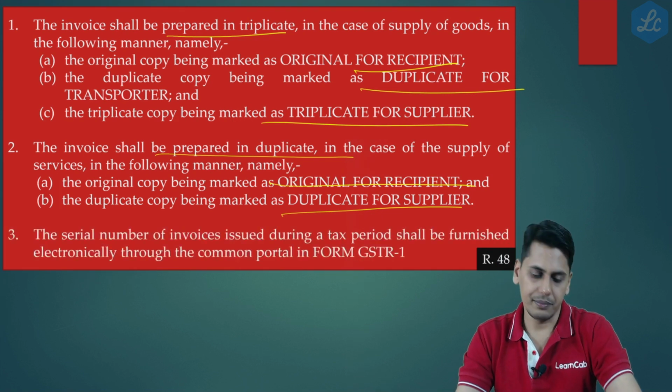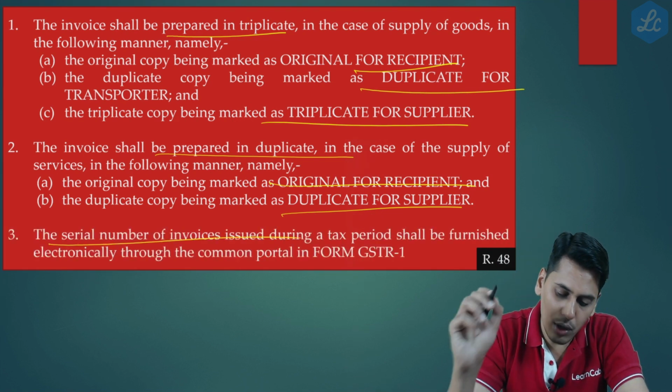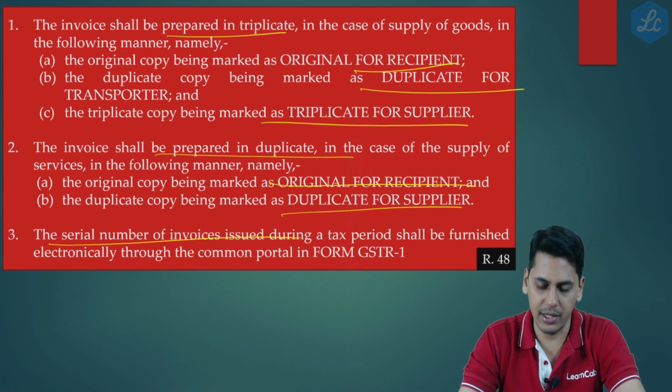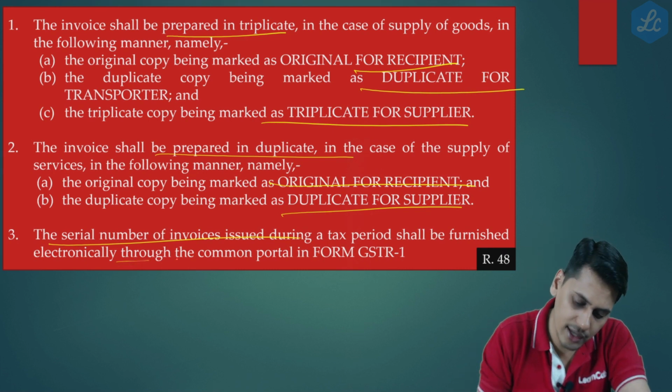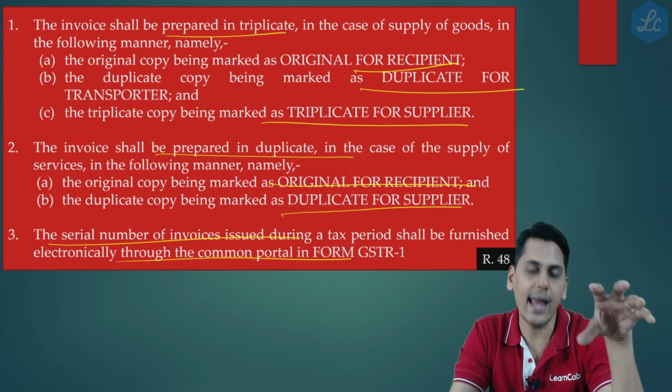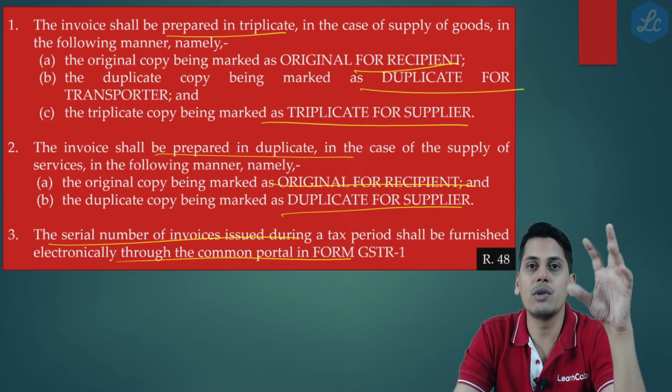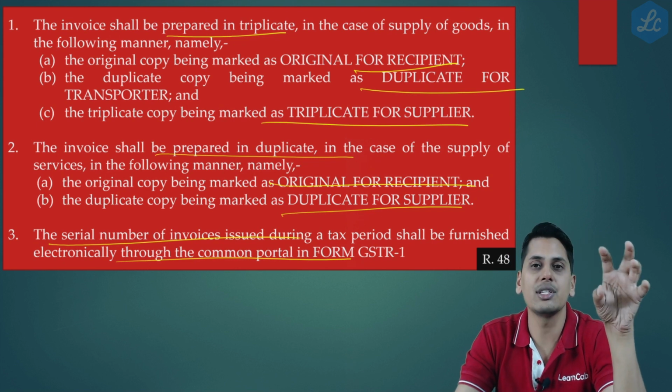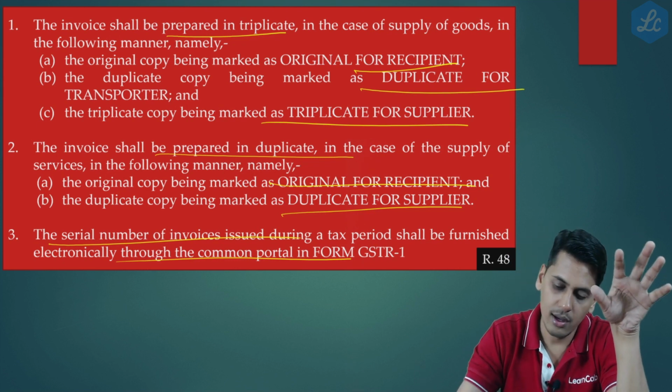48 sub rule 3, the serial number of invoices issued during a tax period shall be furnished electronically through the common portal in form GSTR 1. So, for a particular tax period, whatever serial number of invoices which you have used, you need to furnish it in form GSTR 1. Now friends, comes 48 sub rule 4.